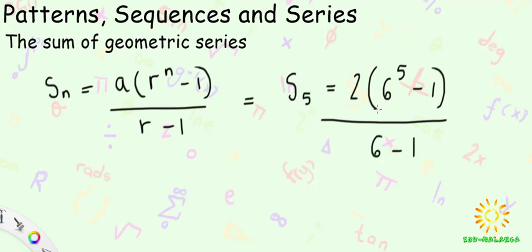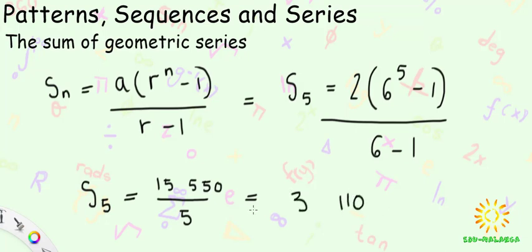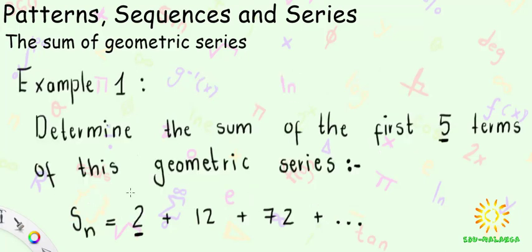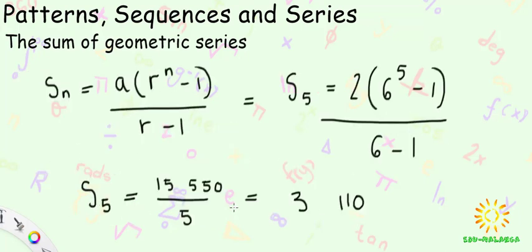We're going to use our calculators and enter this expression and then divide it by 6 minus 1. What we're going to get is that S5 is equal to, the numerator is going to equal 15,550, and in the denominator we're going to have 6 minus 1, which is equal to 5, and when you simplify this expression, it's equal to 3,110. So the sum of the first 5 terms of this geometric series is equal to 3,110. I hope you were able to follow the solution that we did over here. We're going to move on now to example 2.